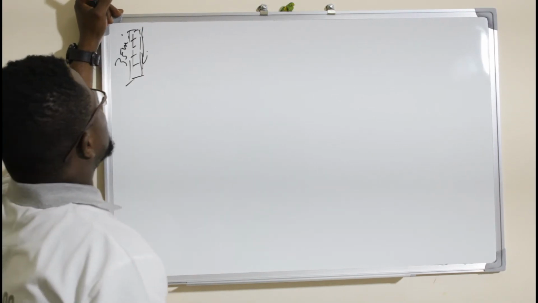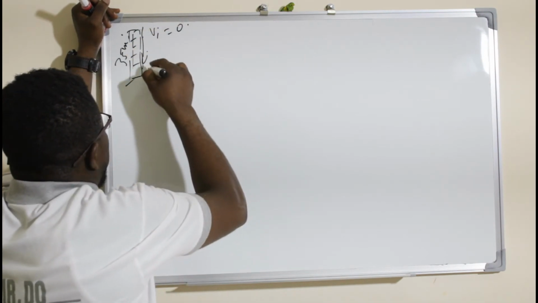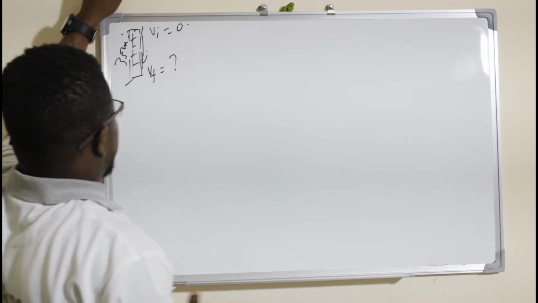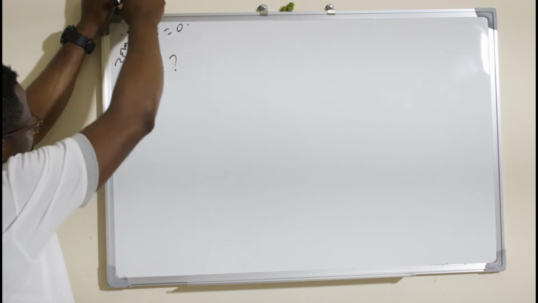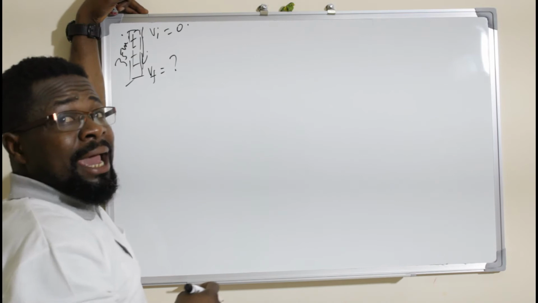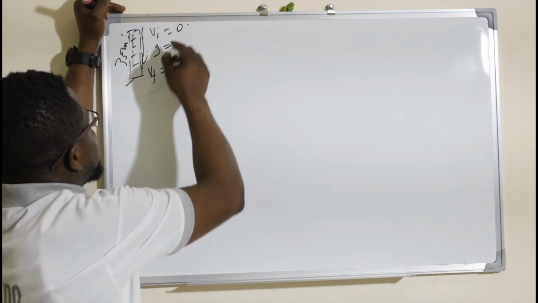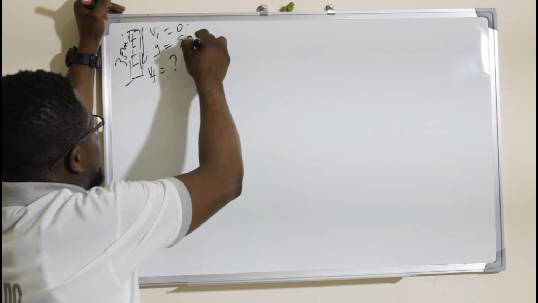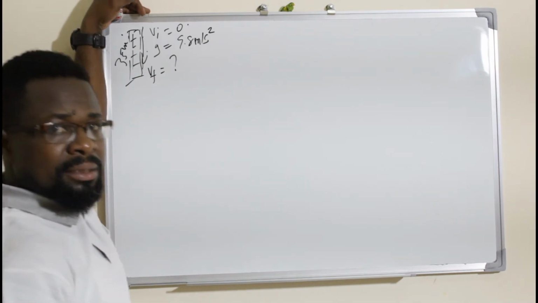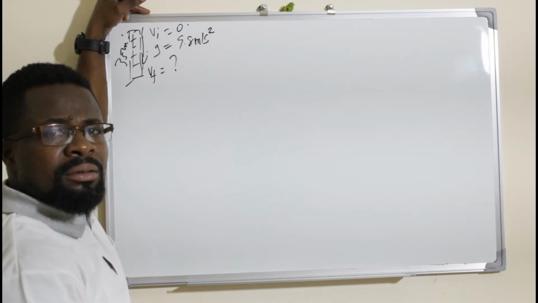I know that my initial velocity is 0. My final velocity is not known. That is what is yet to be determined. This object is falling vertically, and therefore we can say it is undergoing projectile motion. It will fall with an acceleration of 9.8 meters per second squared. Then we can make use of equations of motion and solve this problem.